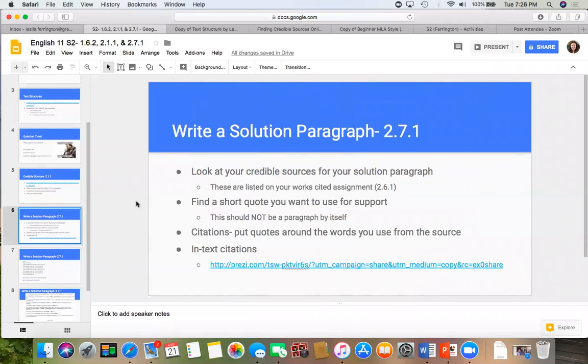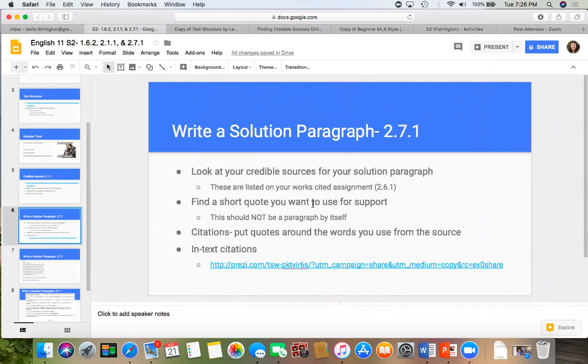Okay, so moving on to the solution paragraph, which is 271. For 271, you're going to use sources you already found in 261, which is your works cited assignment. You're going to look at those credible sources and make sure they're credible. If you didn't do that before, and you've already done this assignment, go back and make sure that they are actually credible. You're going to find a short quote that you want to use.